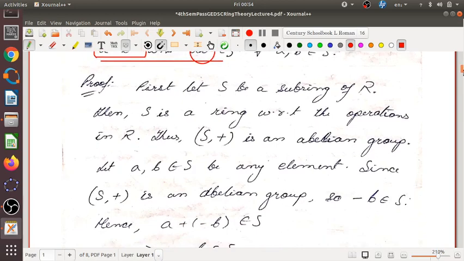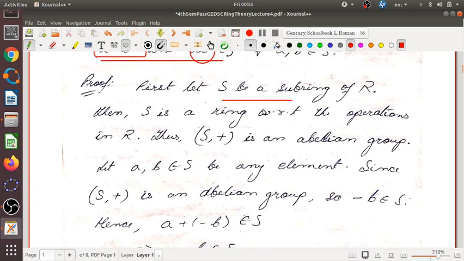So first let S be a subring of R. There are two parts, as you see in this theorem. If S is a subring, then this condition is satisfied, and the other way, if these conditions are satisfied, then S is a subring. Okay, so first let S be a subring. Then we have to show that the given conditions are satisfied.